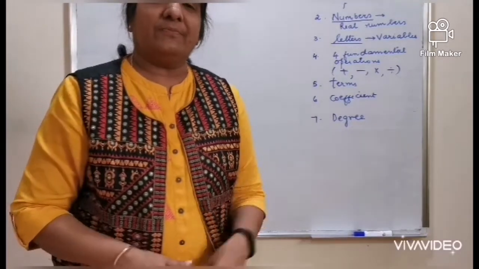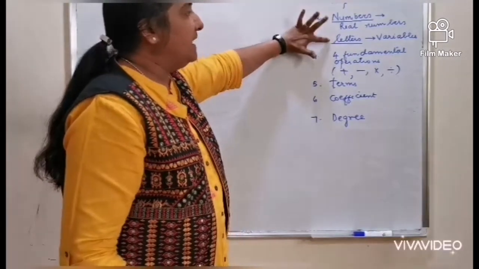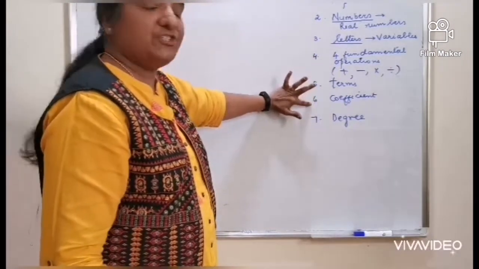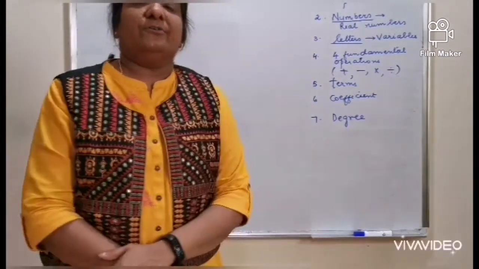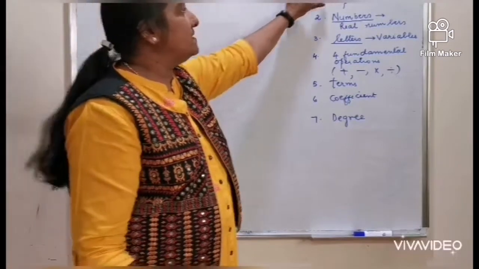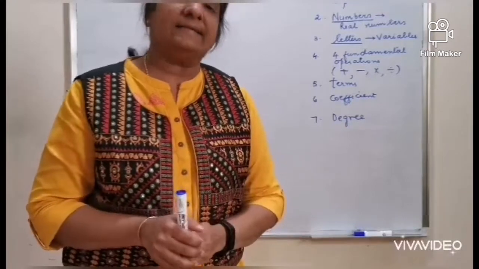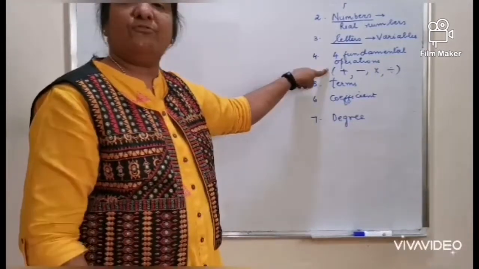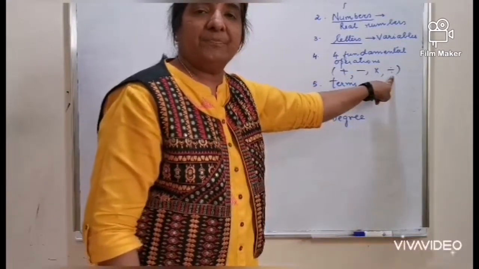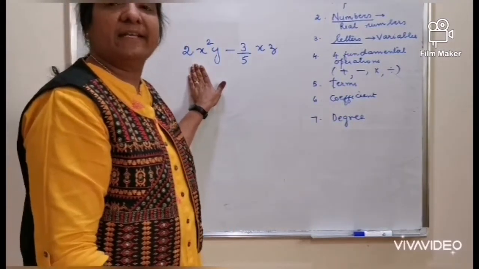Let us quickly review the terms algebraic expression, numbers, letters, 4 fundamental operations in mathematics, terms, coefficient, degree for arriving at the definition of a polynomial. What is an algebraic expression? A combination of numbers and letters connected by the 4 fundamental operations of addition, subtraction, multiplication and division is termed as an algebraic expression. This is an example of an algebraic expression.